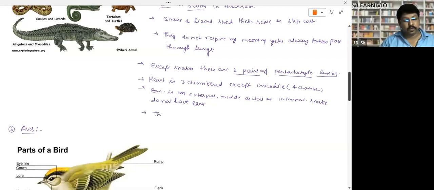Oviparous means they give birth to eggs. They are mostly oviparous, right?